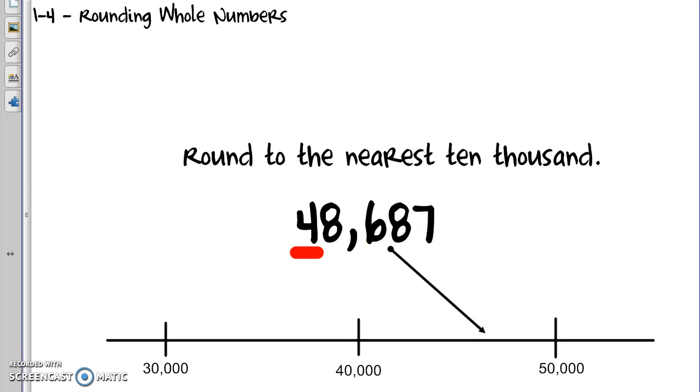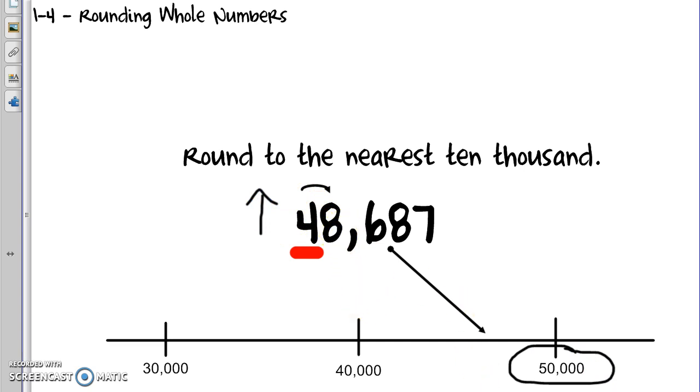Counting by 10,000s, we look at the number to the right. We see that it is an 8. The 8 tells us that we're going to the next higher 10,000. It's going to be this one. The 8 tells us to go to the higher 10,000.